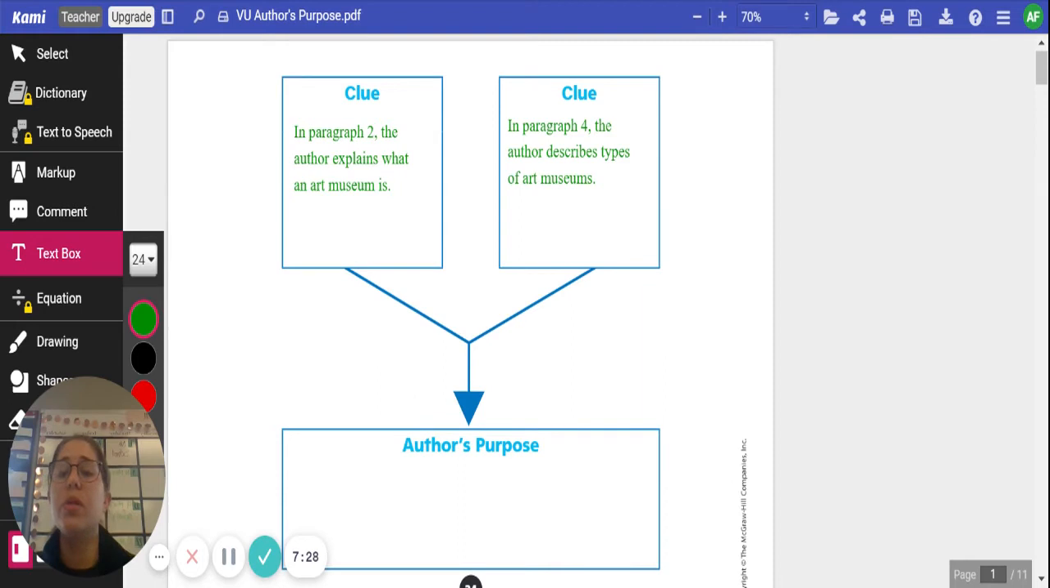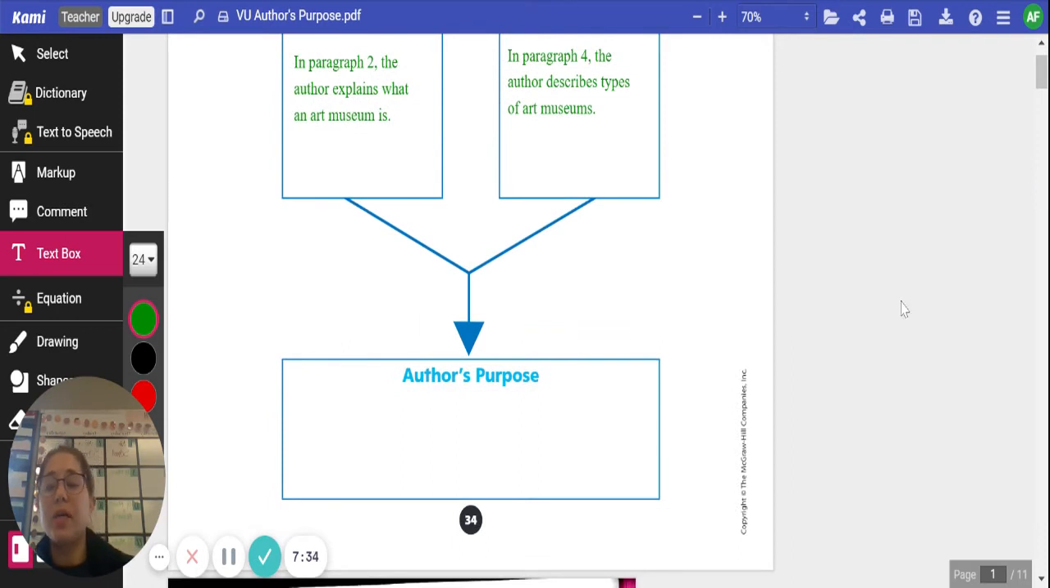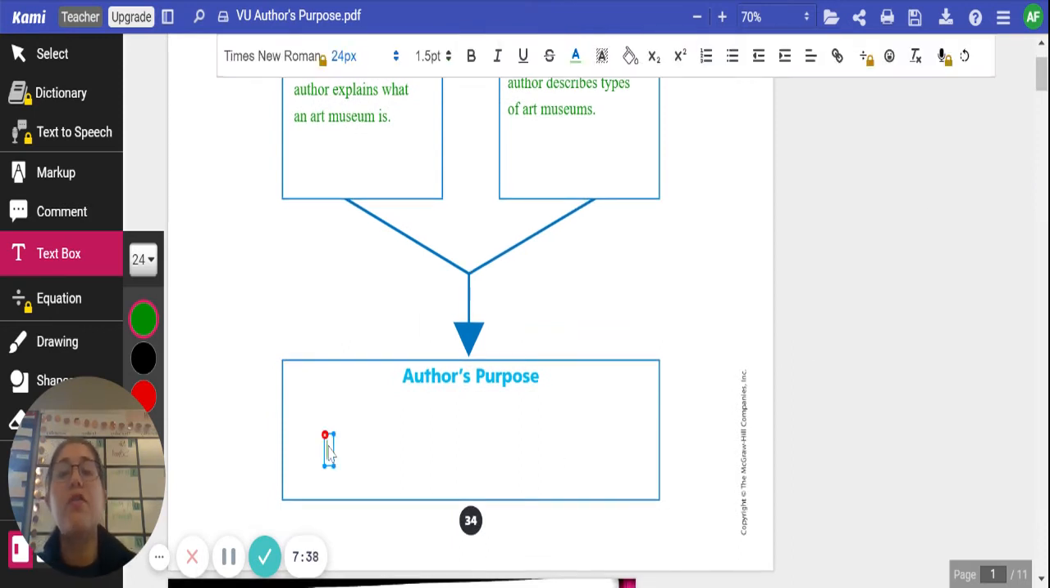And looking at our clues, we have just explaining an art museum, describing an art museum. So our author's purpose for our reading is that the author is trying to inform us about art museums. They wrote this text to tell us all about art museums. So in our rectangle, let's write the author's purpose is to inform.